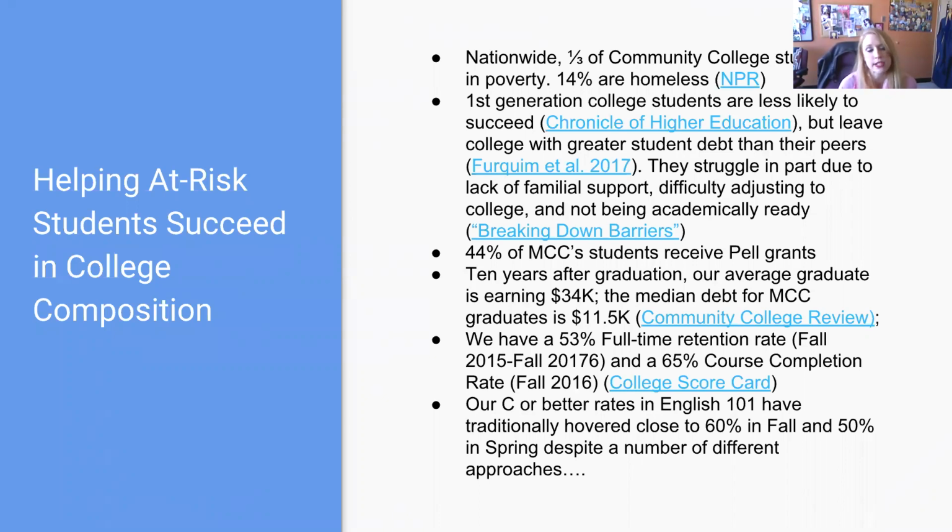And the other thing that's specific to English 101 is that since I came to MCC, we've hovered right around a 50 to 60% C or better rate in English 101. And so that's always been on my radar as something I want to try to improve, and we've tried a number of different pilots and initiatives, and I am really convinced now that open educational resources is one way to improve that C or better rate. So I'm going to pause there in case there's any questions before I move on.